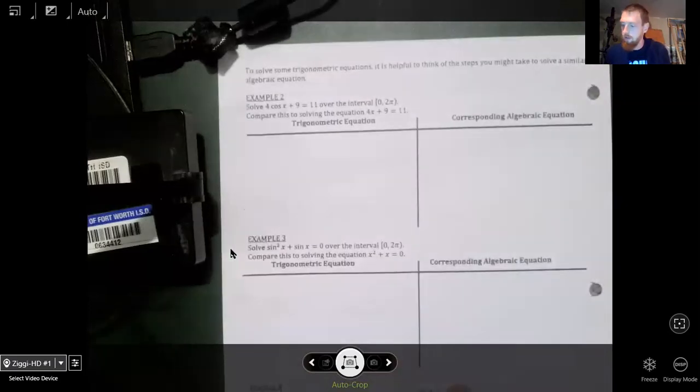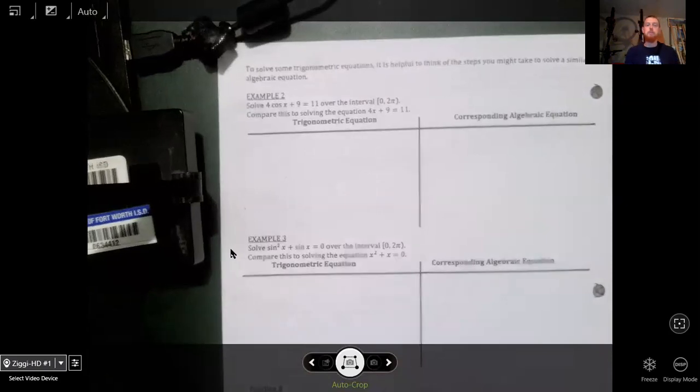So it says to solve some trigonometric equations, it's helpful to think of the steps you might take to solve a similar algebraic equation. The reason those problems that we solved on the last page were so easy was it was just sine of this angle equals this number, okay? Think of it like a one-step algebra equation. What's easier to solve? 2x equals 8 or 2x squared minus 4 equals 12. Well, it's easier to solve the one-step equation. Our goal is going to be to get these down to easy little one-step equations after we make this way less blurry. I'm so sorry about that.